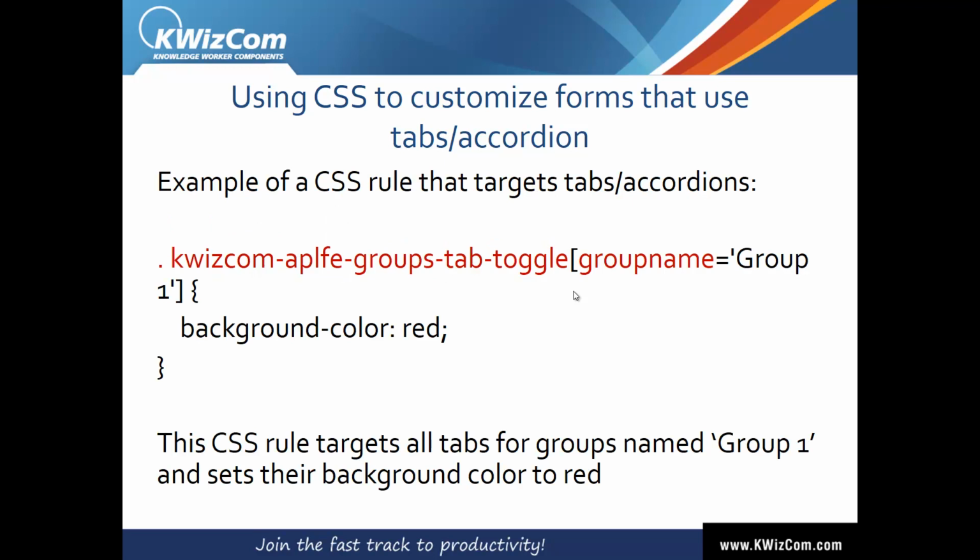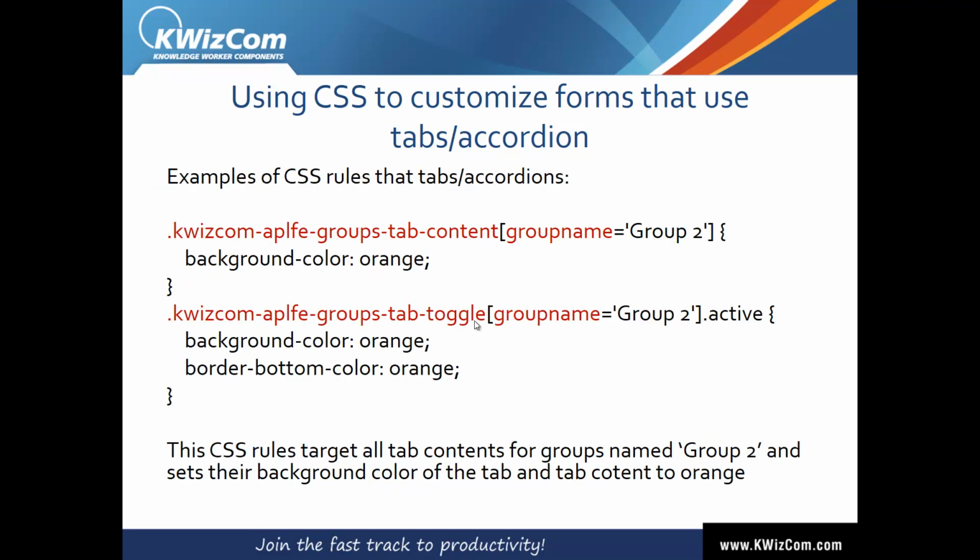Here's an example of doing that. I want to target the group toggle, the tab toggle, where the group name is equal to group 1, and I want to set the background color to red. So what's this doing? This is basically saying I want all tabs that have a group name of 1 to have a background color of red. Here's another example.